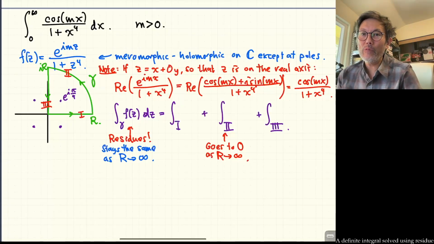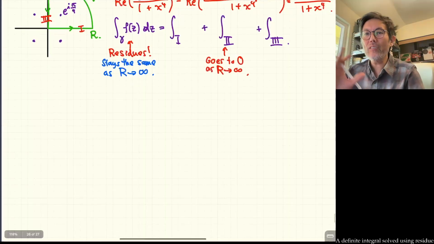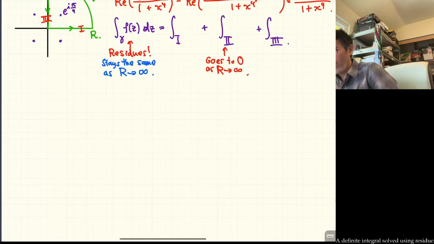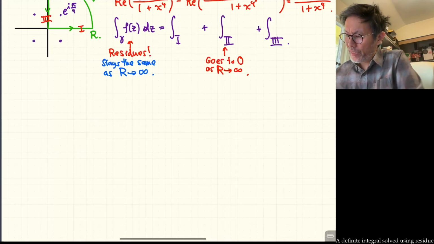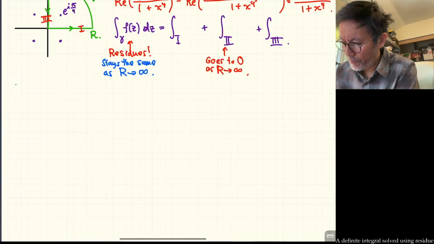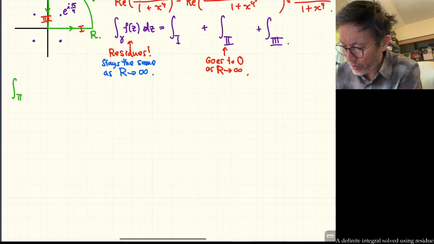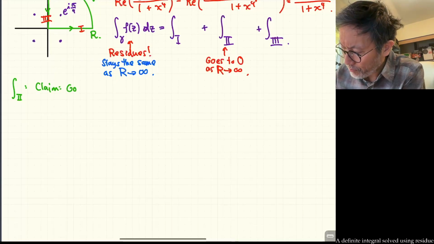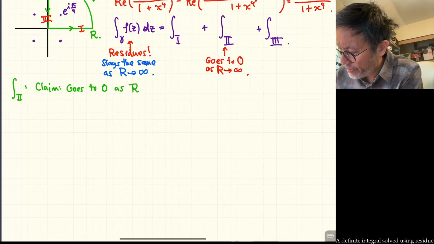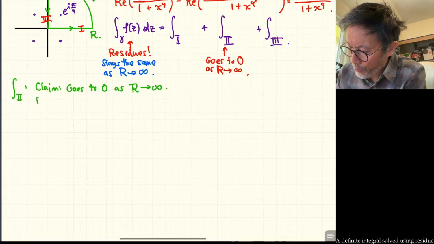That intuition, I want to crystallize that into an argument. But that's the intuition. Let's actually do that. Let's crystallize it into an argument, shall we? So let's deal with this second integral, and we're going to claim that it goes to 0 as R goes to infinity. Proof.